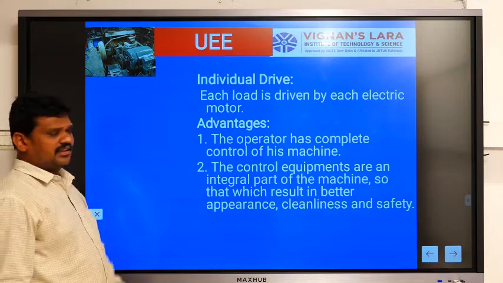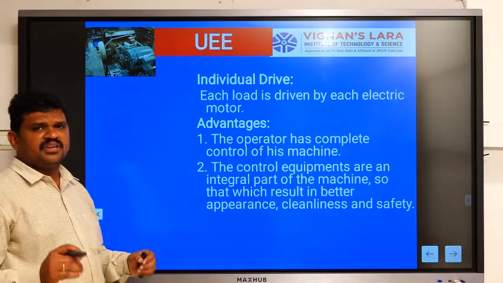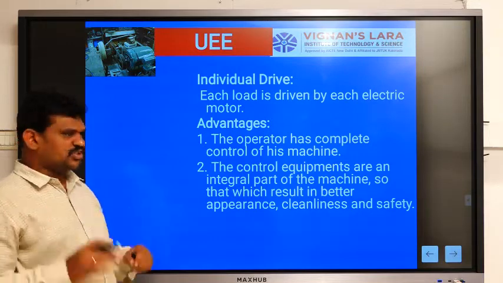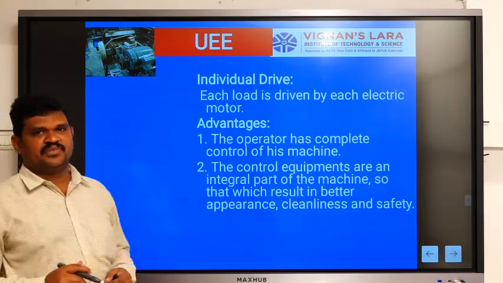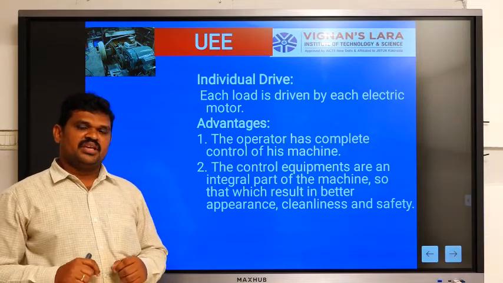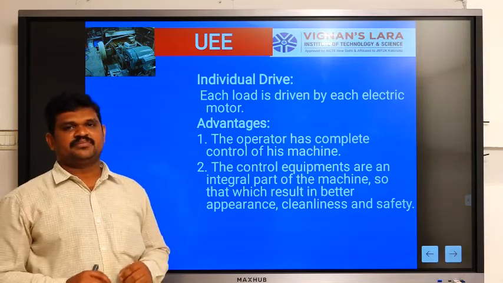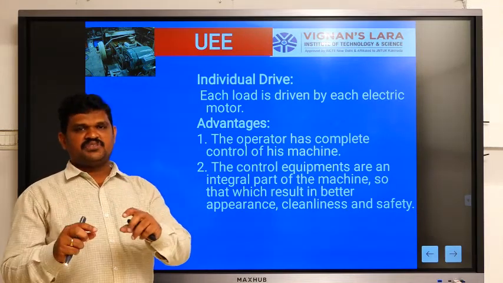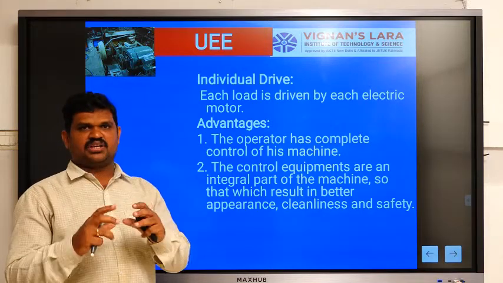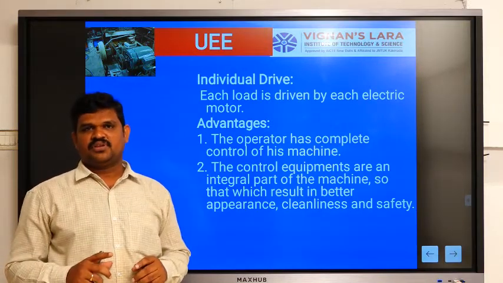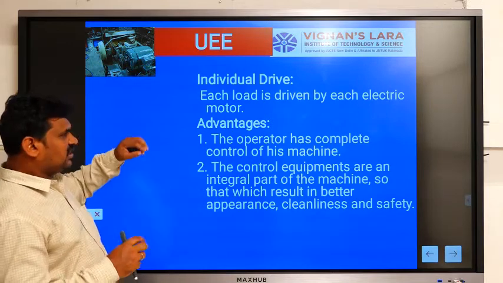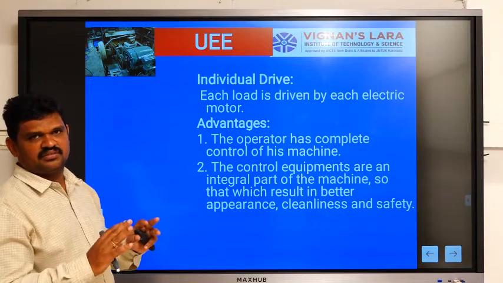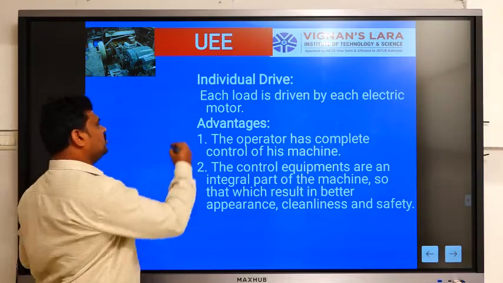Next one is individual drive. In individual drive, each machine is driven by its own motor. Suppose we are using many pieces of equipment. We are using a mixie. The mixie is driven by a single motor. We are using a washing machine. In the washing machine also, the washing drum is driven by one motor only. So like that, each individual machine is driven by a single motor. So that's why it is called individual drive.